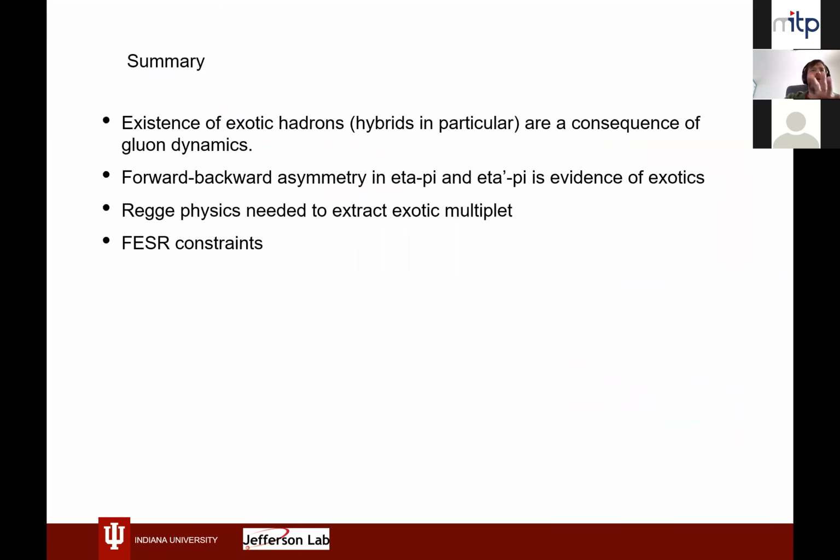So to summarize, the existence of exotic hadrons is a consequence of gluon dynamics, and the forward-backward asymmetry in eta pi and eta prime pi is evidence of these exotics.